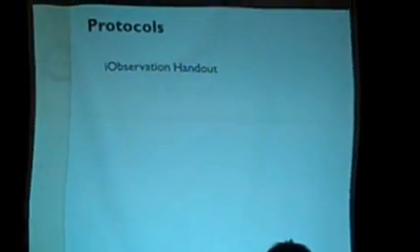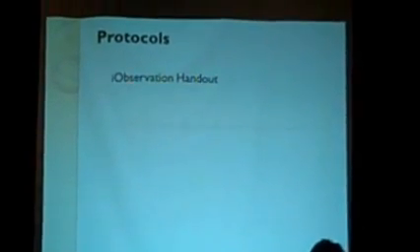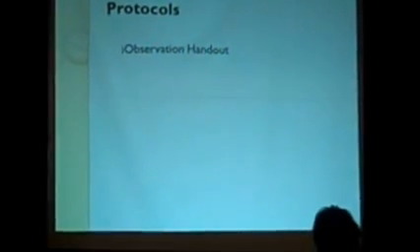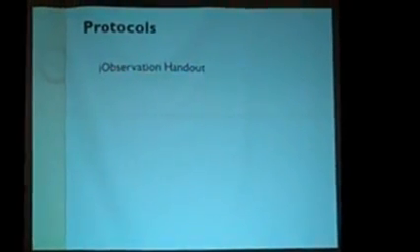Okay, the next segment is on protocols. So you should have an iObservation handout. The first page is the learning map that is not in color. It's a grayscale.